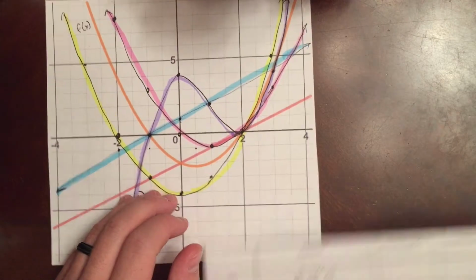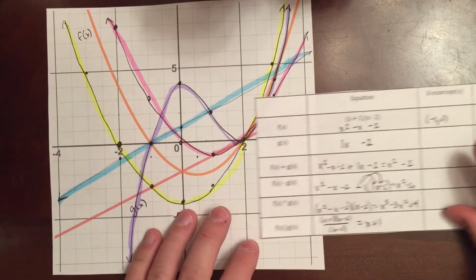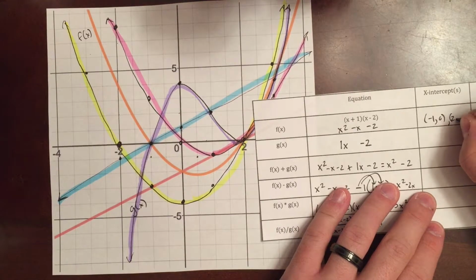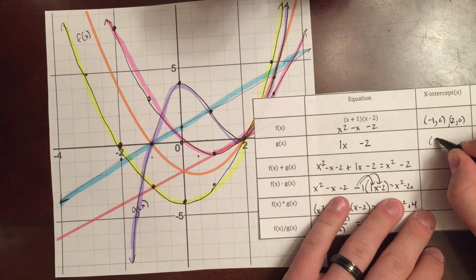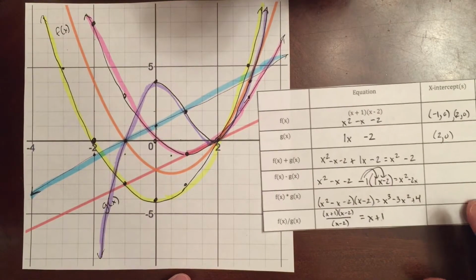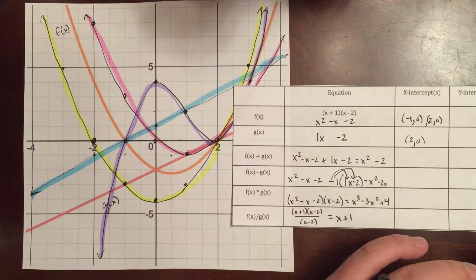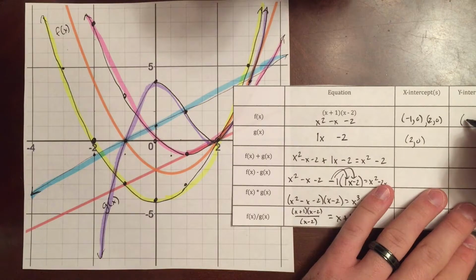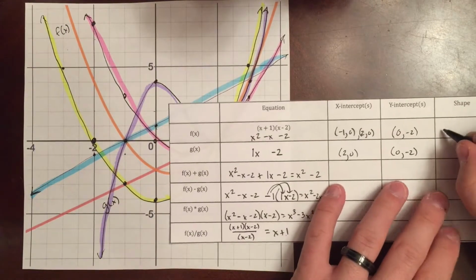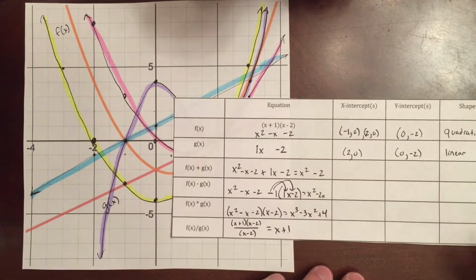Well, the x-intercepts on our f of x are -1, 0, and then 2, 0. For g of x, our x-intercept is 2, 0. Okay, we're doing estimates based on what I can see on the graph. The y-intercept for g of x and for f of x is actually the same. It's 0, -2, 0, -2. And our shape for this one is a quadratic or parabola, and this is a linear function. Okay? Let's look at the other ones.